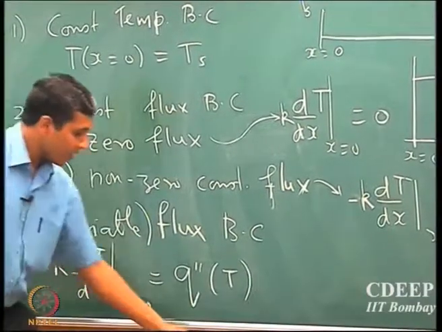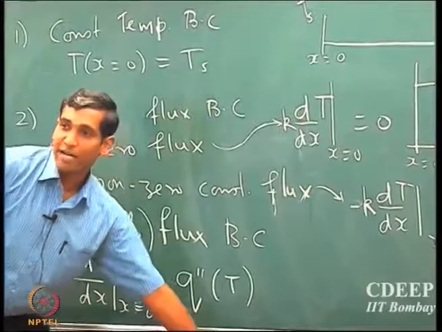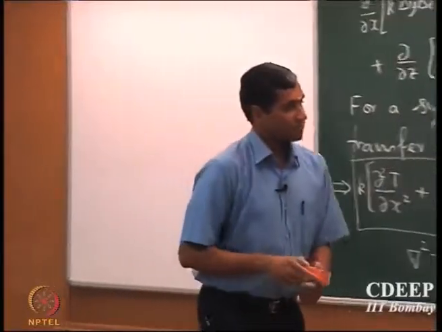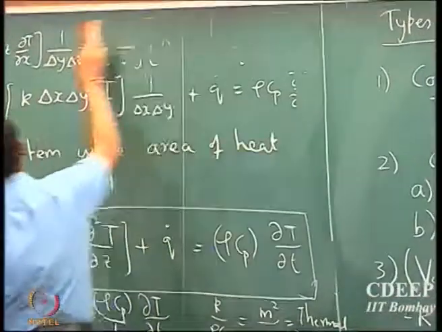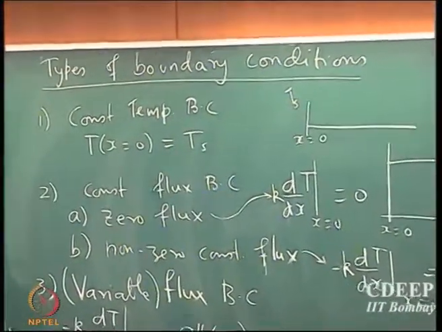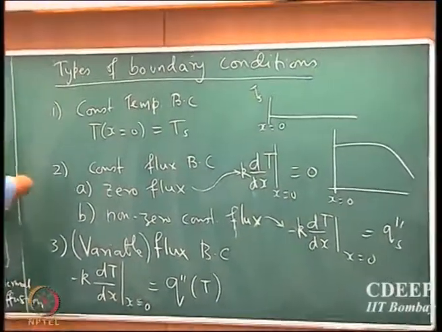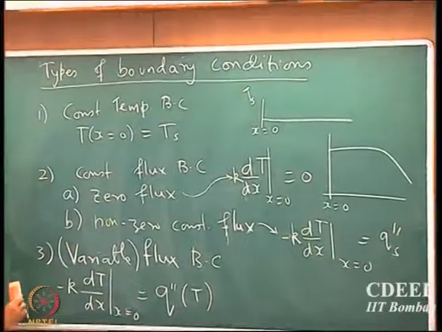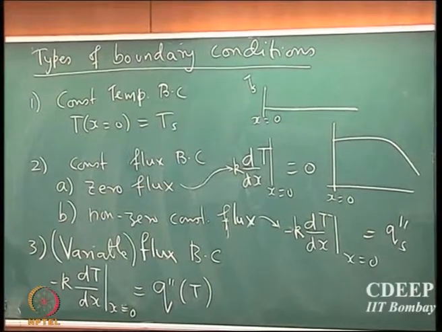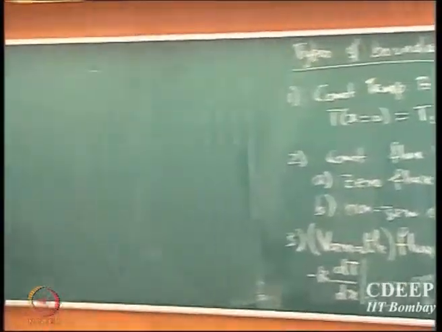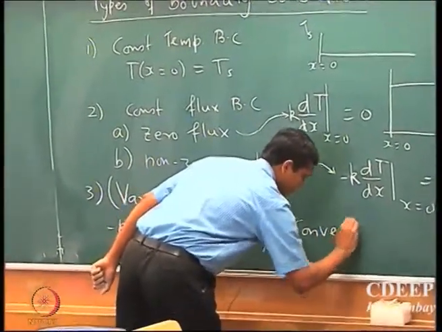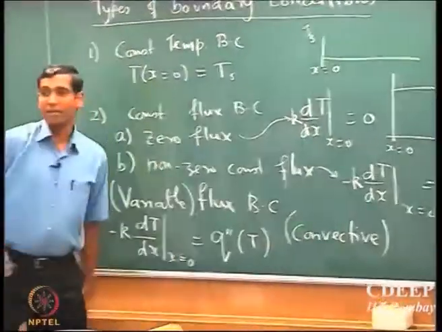So how can we define this flux? Is there a way to quantify this variable flux? Remember that for conduction we said the quantification is done by Fourier's law. What about this? Any suggestions? I'll give you a hint. It's also called the convective boundary condition or convection boundary condition.